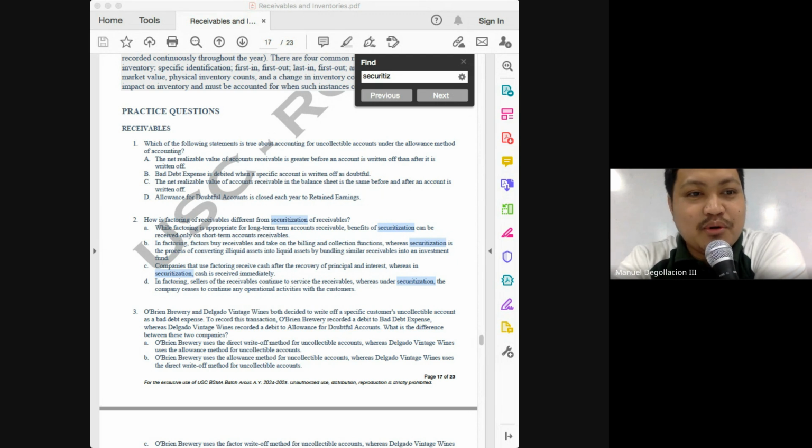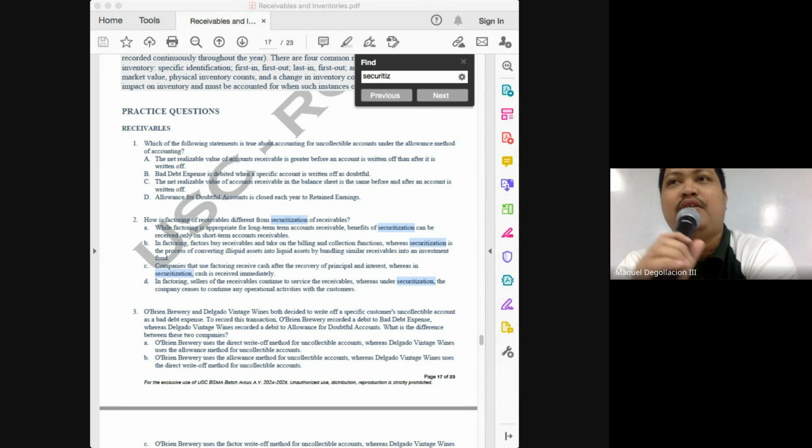So that's why the answer to number one would be letter C. The net realizable value of accounts receivable in the balance sheet is the same before and after an account is written off. Letter D, allowance for doubtful accounts is closed each year to retained earnings. That is incorrect. What accounts are closed to your retained earnings, class? Only your revenues and expenses. And what accounts are closed in the first place? Only your temporary accounts. And your allowance for doubtful accounts is not a temporary account.